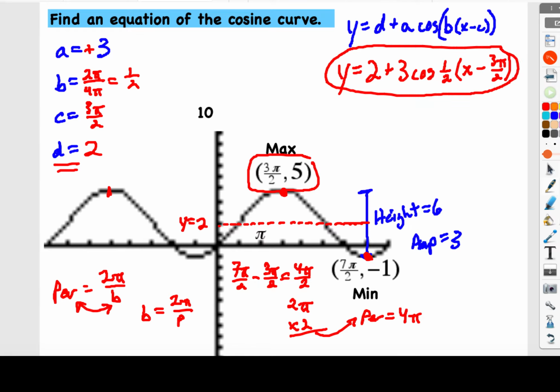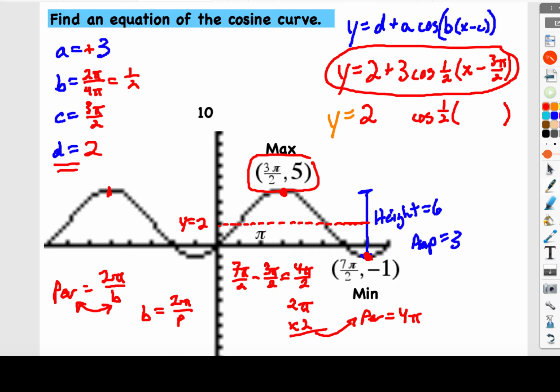Now realize, again, we can change those ideas if we wanted to. Some of those things can change, some of those things cannot. Again, the equilibrium is definitely in the middle. That means that d is definitely 2 at all times. Again, this has to be a cosine, and we have to say 1/2 because the period's not going to change depending on where we sort of picture our starting points.